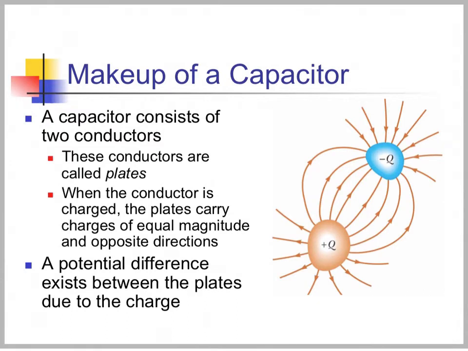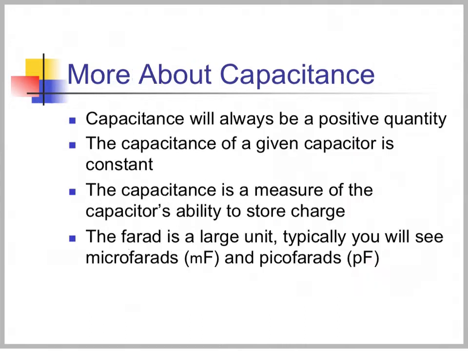So what is a capacitor? A capacitor is two conductors, and we typically call these plates. They don't have to be flat, but in a lot of devices they are. When a capacitor is charged, the plates carry charges of equal magnitude and opposite sign, and a potential difference exists between the plates due to the charge. Capacitance is always a positive quantity, and the capacitance of a given capacitor is constant.